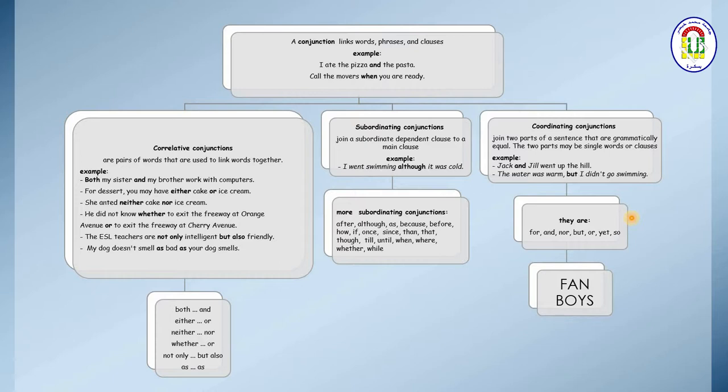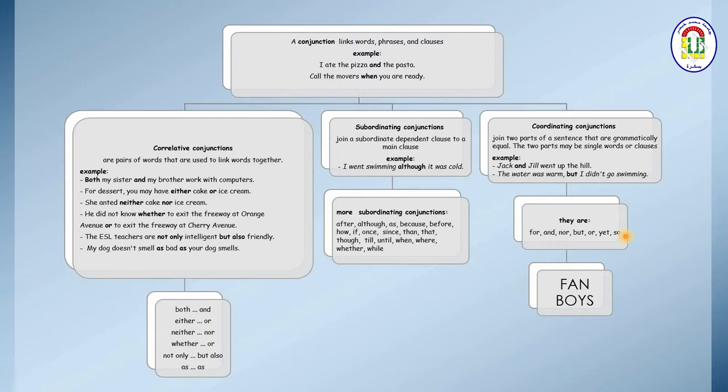In order to remember them, we have this technique. This abbreviation, we can say. So, fanboys, each letter in this word means something. F is for. A is and. N is nor. B is but. O is or. Y is yet, and S is so.